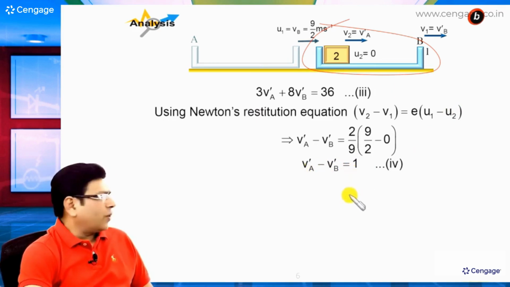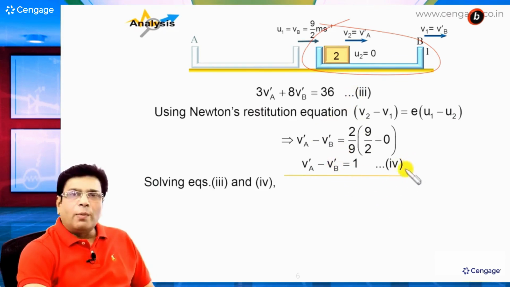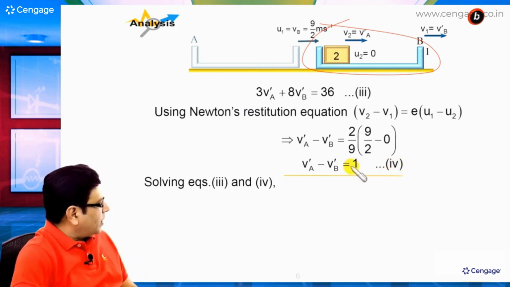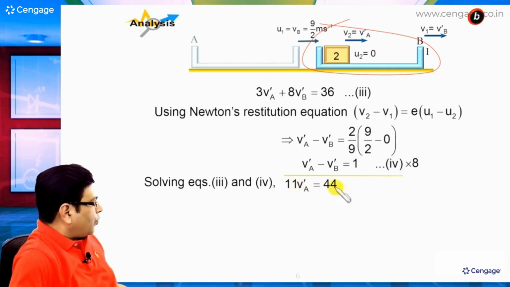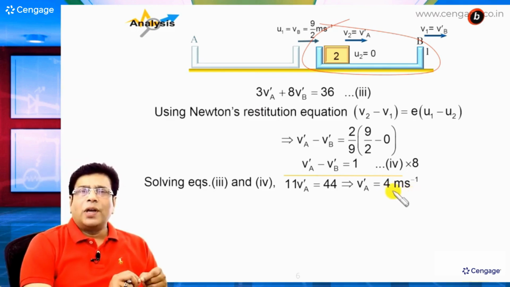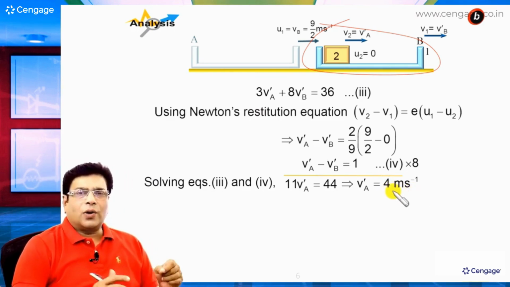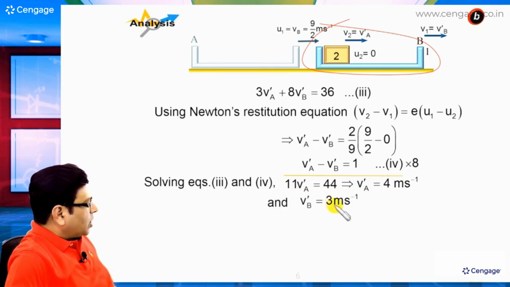If we solve these two equations, equation number 3 and equation number 4, what we will do? We will multiply equation number 4 with 8 and add together. We will get the value of VA dash equal to 44 divided by 11, that is 4 meter per second. This is the velocity of carrier B just after collision with the suitcase. Now we can substitute the value of VA dash in this equation to get the velocity of the suitcase. This is equal to 3 meter per second.